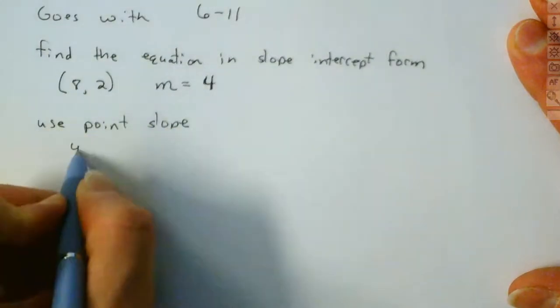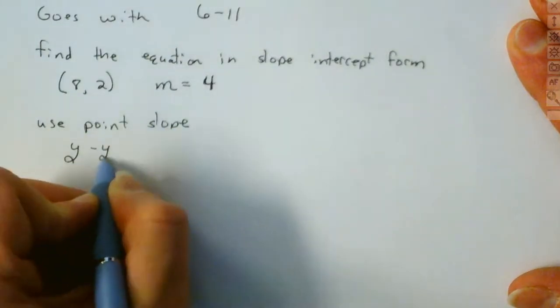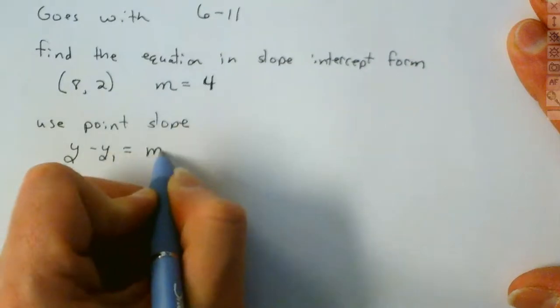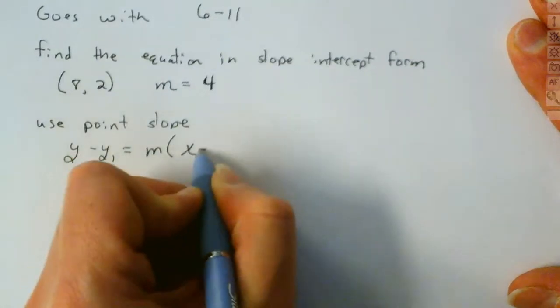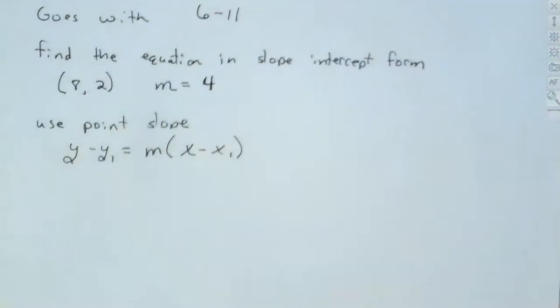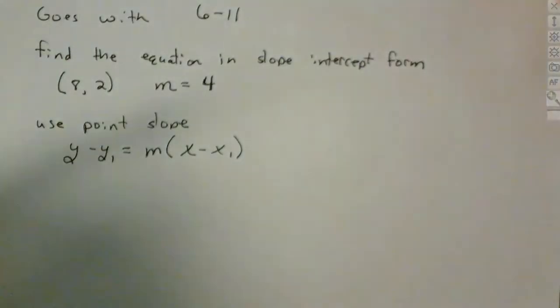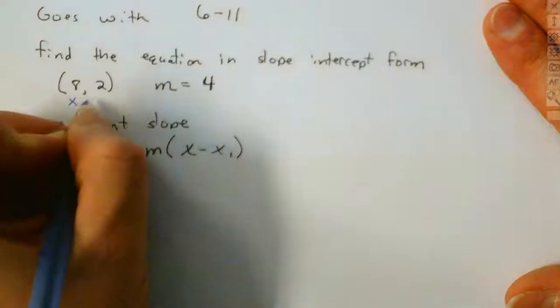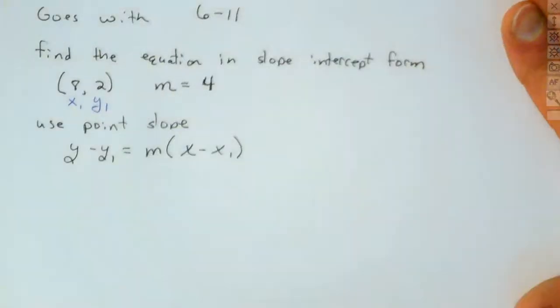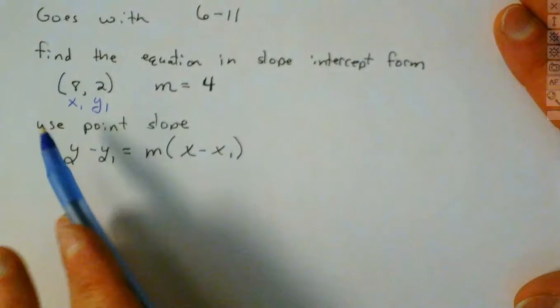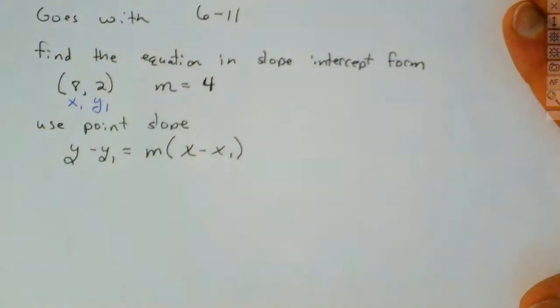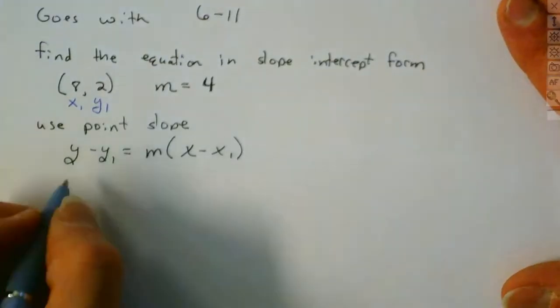And my formula is y minus y1 equals m times x minus x1. And when I look at my ordered pair, this is x1, y1. All right, so we follow it down. We have a point and we have a slope, so we are going to use that point-slope formula. We plug our values in. So let's plug our values in.